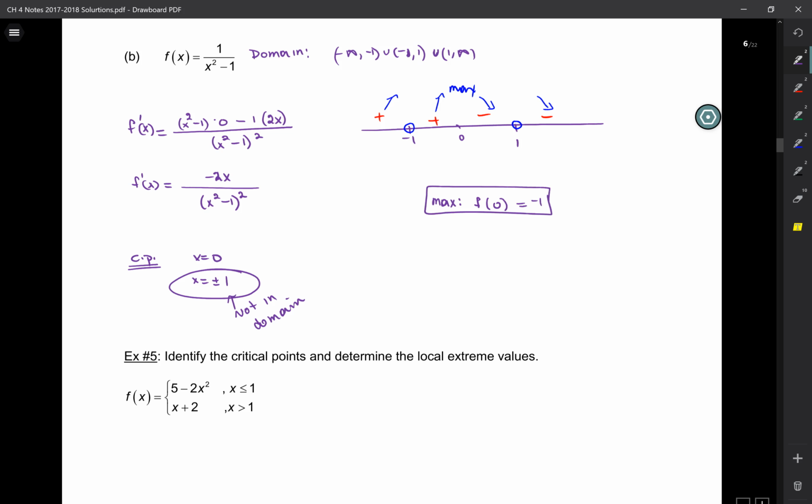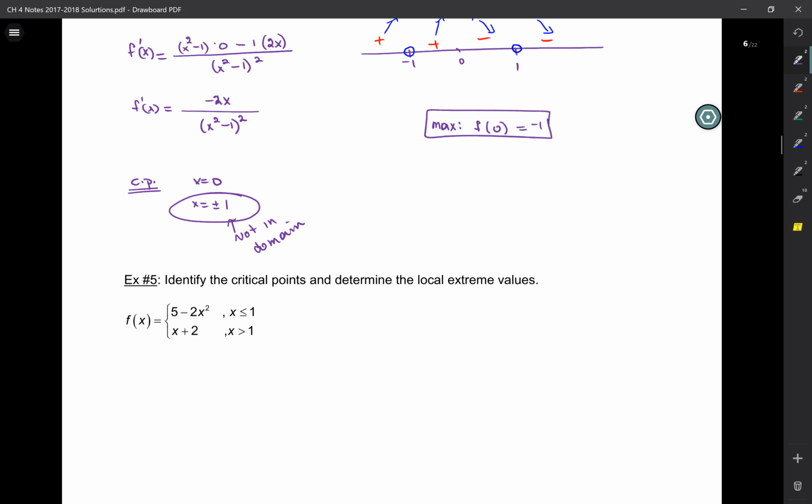There is no minimum. Wait, but is this the local? Yes. So this is the absolute maximum. Should we not say absolute maximum? Unless we know for sure it's the absolute maximum, should we not? Yeah, just say maximum. Is that the absolute maximum because there's no other next to it? Okay, so this is a debate.